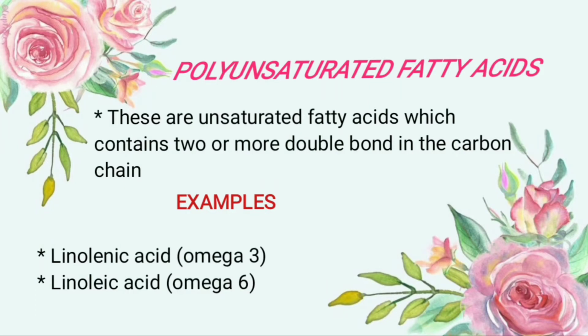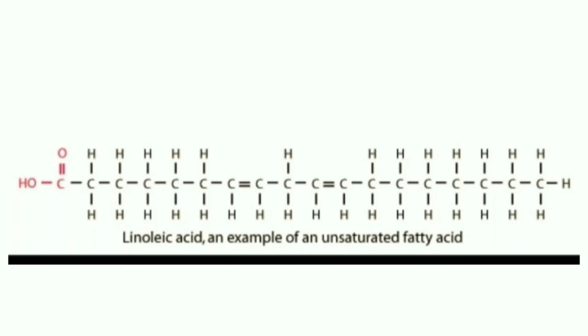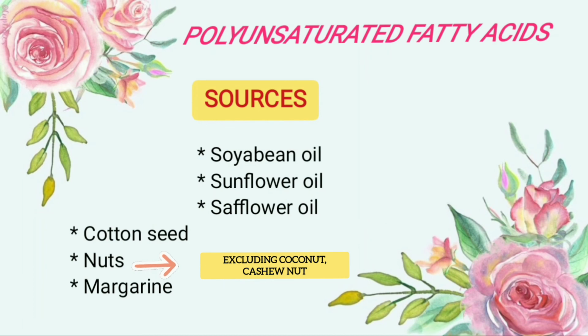Polyunsaturated fatty acids. These are unsaturated fatty acids containing two or more double bonds between the carbon atoms of the fatty acid chain. The examples include linolenic acid, that is omega-3 fatty acid, and linoleic acid, that is omega-6 fatty acid. Here I have given the structure of linoleic acid, so you can clearly see the presence of two or more double bonds in the fatty acid chain. The sources of polyunsaturated fatty acids include vegetable oils such as sunflower and safflower, also cottonseed, then nuts excluding coconut and cashew nuts, then margarines.